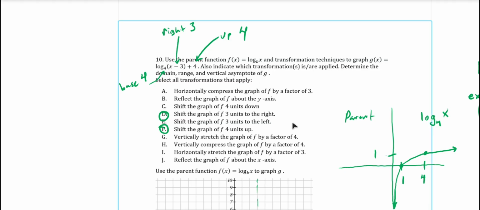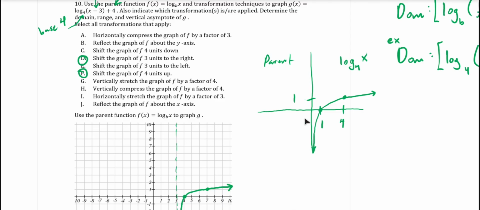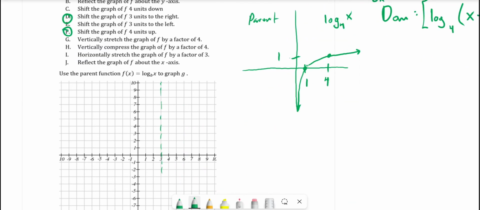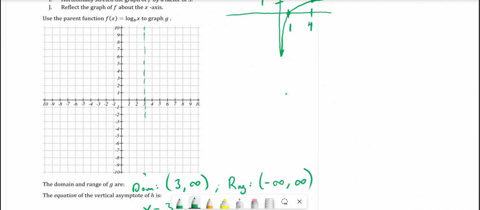This is just addition and subtraction outside and inside respectively. We have a base of 4, so it might be helpful to look at the parent function. But really we just want to take these 3 units to the right and 4 units up for these 2 points. And that should be enough along with our asymptote to plot the graph. So here's our asymptote. It's moved when we horizontally translated by 3. I want my point, which is at (1, 0), to go over 3 and up 4. So there it is. And then I want my other point, which is at (4, 1). I want that to go over 3, up 4. There we have it.